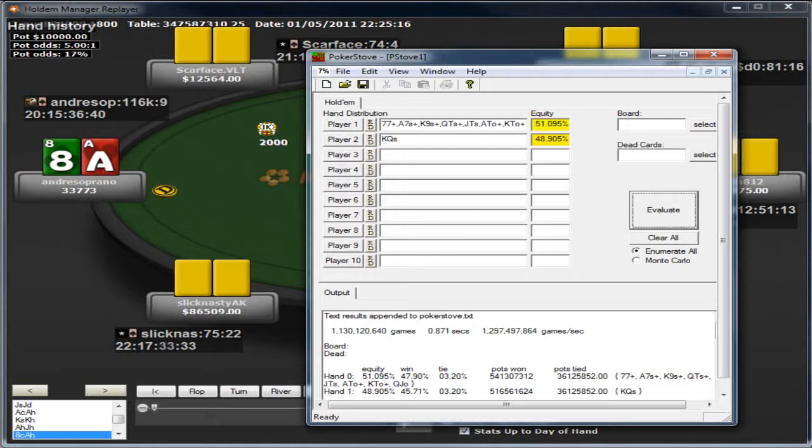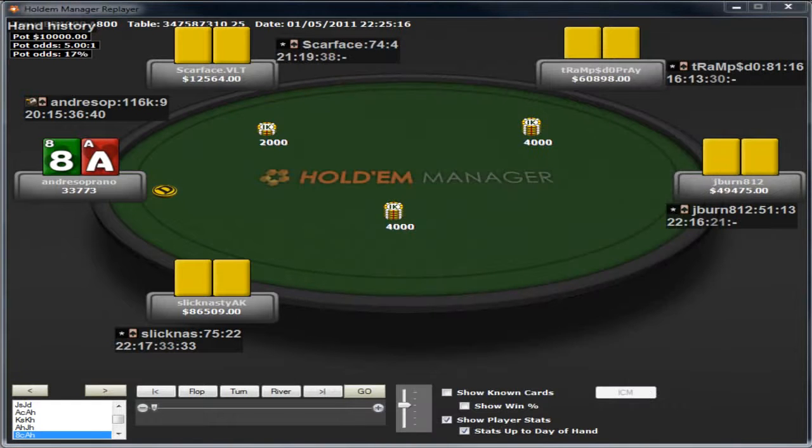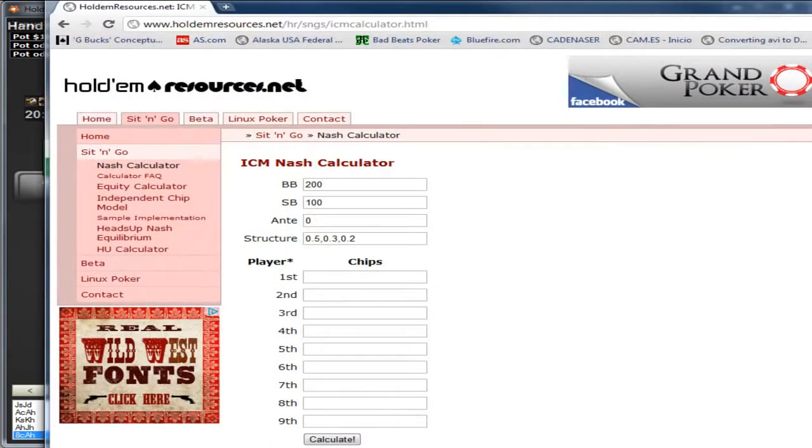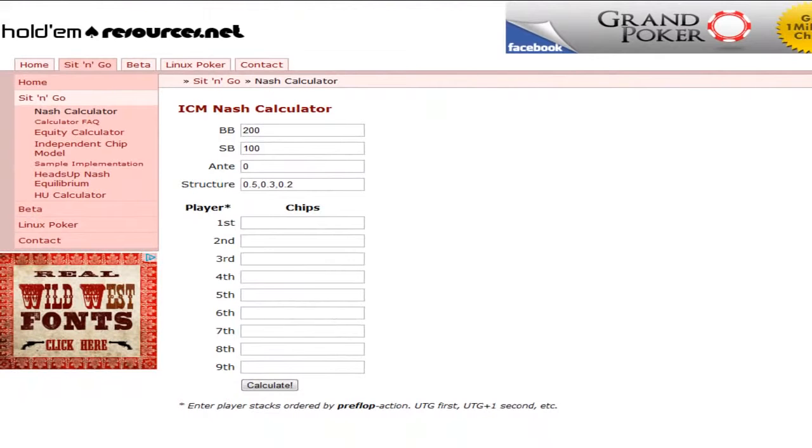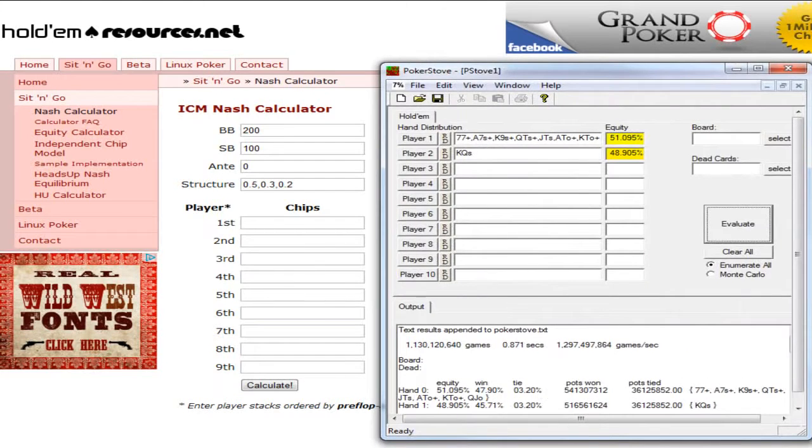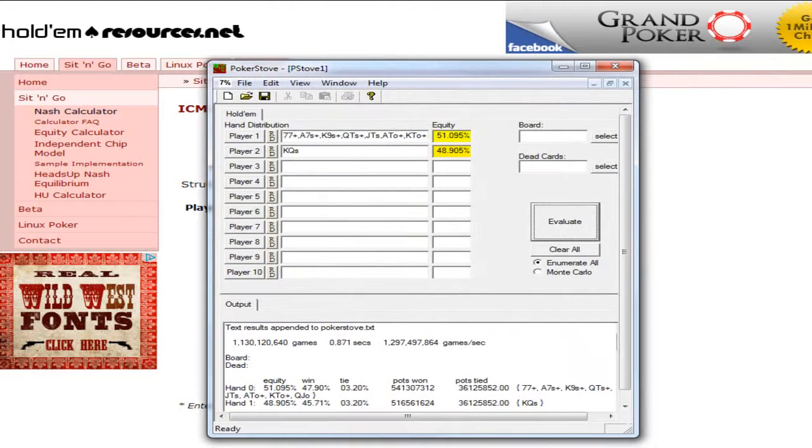Okay, so the most well-known ICM calculator, or at least the one I've been using forever, is the Nash calculator, in which we input the details of a hand, and if we are in a money bubble or if we are at a final table with pay jumps, we introduce all the data that we have about a hand and see which ranges of hands, that we can also visualize on PokerStove, we should be either shoving or calling with.